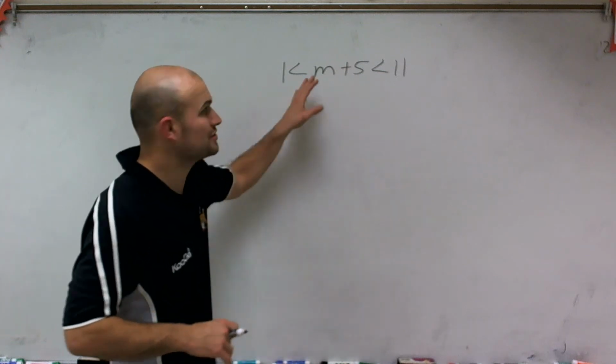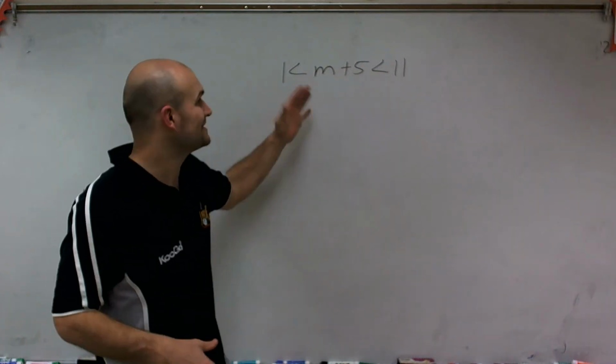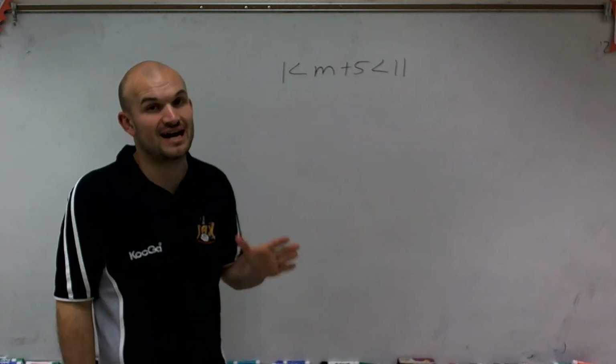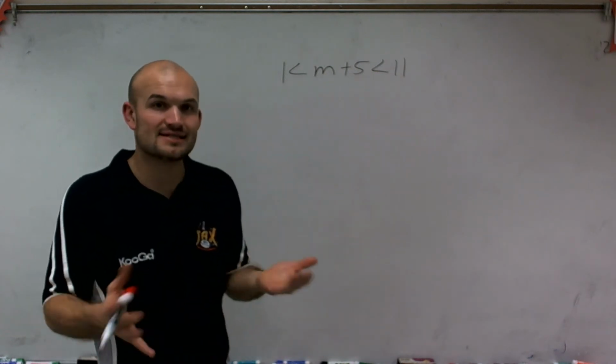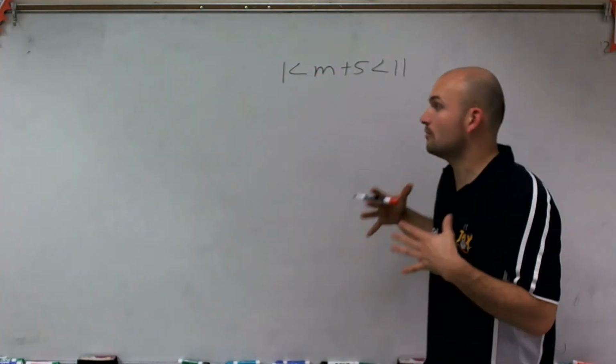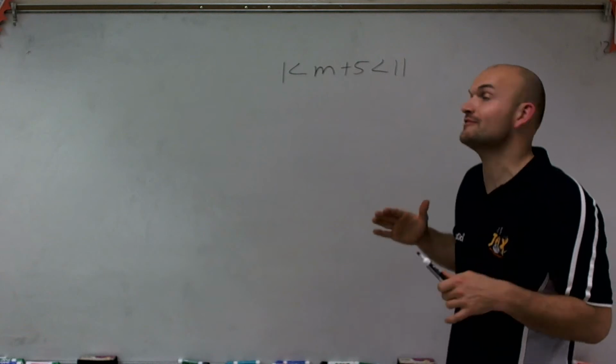Welcome. What I'd like to do is show you how to solve and graph this compound inequality. What I have is 1 is less than m plus 5 is less than 11. Now, this is a compound inequality with the "and" that we're going to be talking about. What we're really looking at is two different inequalities.